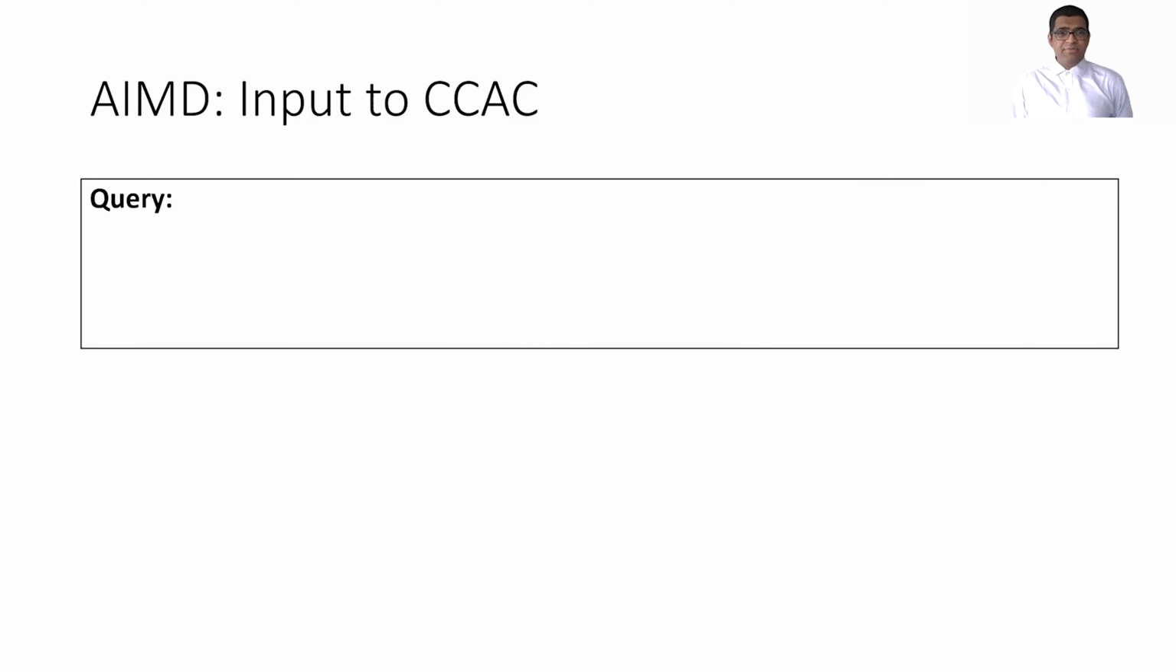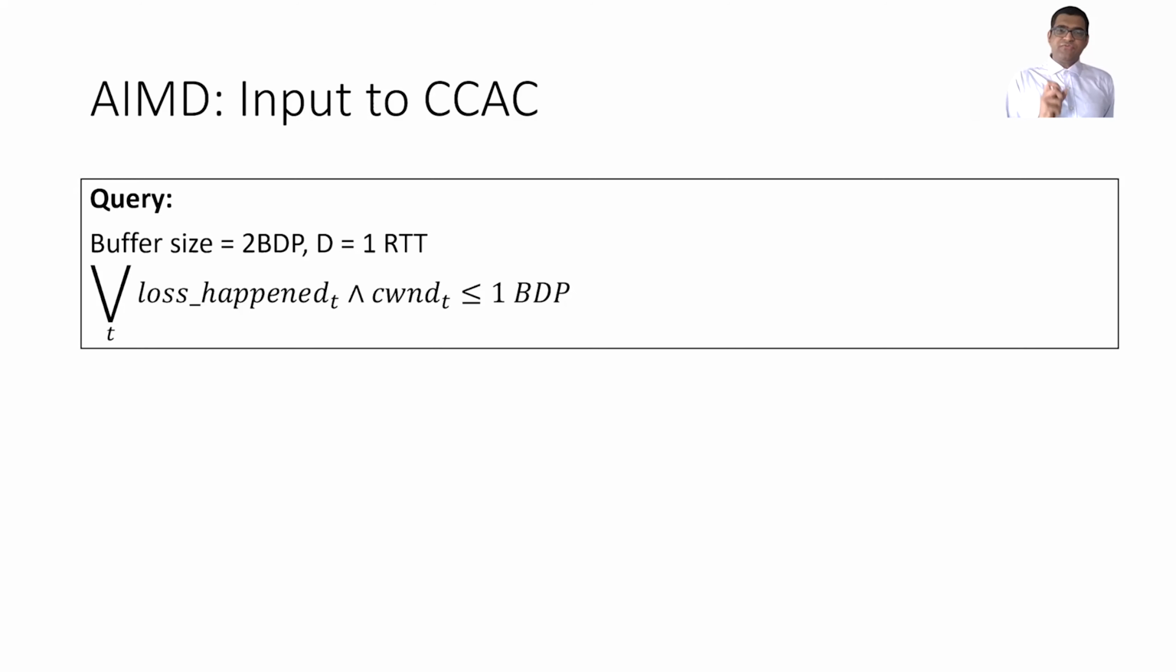To understand when this happens, we ask the following query to SIGCOMM. We gave it an example of a buffer size and the slack the adversary has, and we gave it this formula. This formula says, does there exist a T such that loss happened and the congestion window is small?